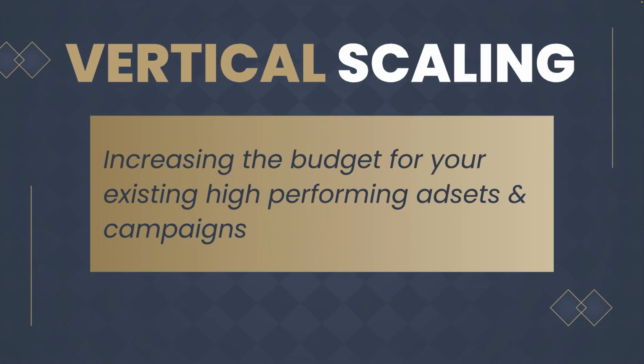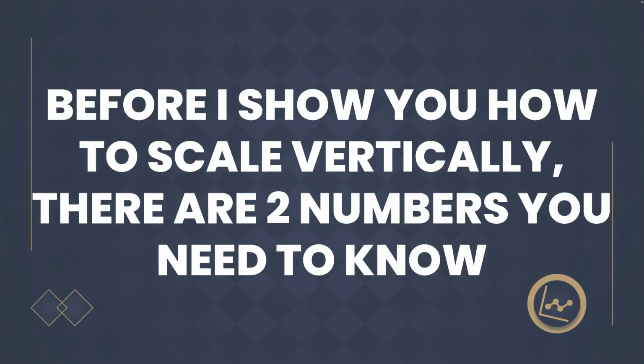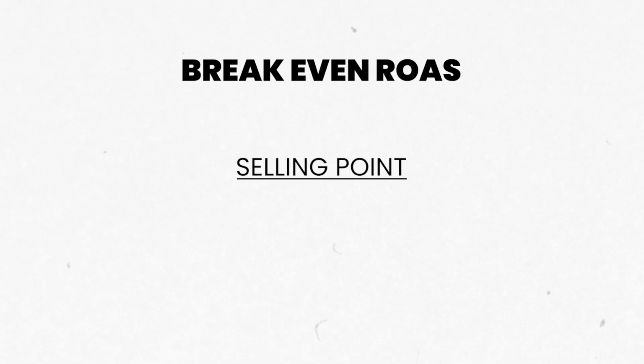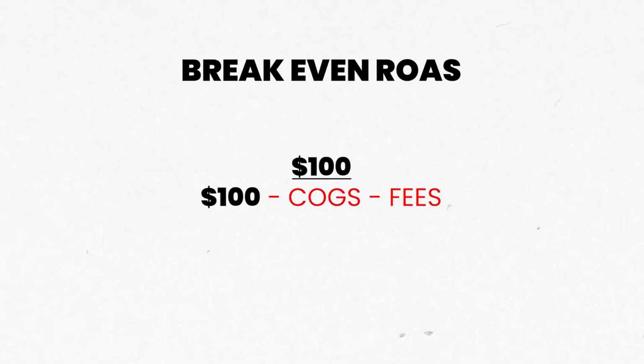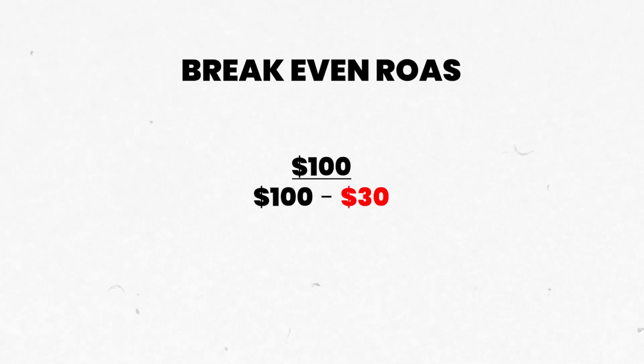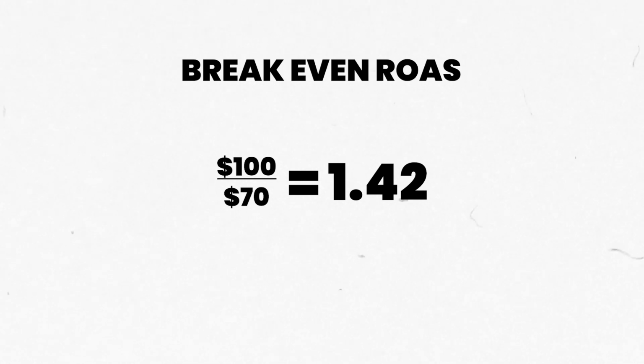Vertical scaling, increasing the budget for your existing high performing ad sets and campaigns. Before I show you how to scale it vertically, there are two numbers that you really need to know. So break-even ROAS is selling point divided by selling point minus your COGS, shipping, and fees. So let's say you're selling the product for $100 minus all of the fees. Let's say $30. 100 divided by 70. So 1.42 will be your break-even ROAS.